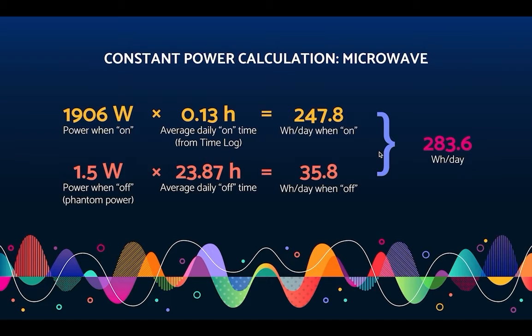Alright, so this is how I calculated the daily energy use of a constant power device, and for this example I used my microwave. I used my power meter to measure the power when the microwave was on, which was 1,906 watts, and also measured the phantom power when the microwave was off, which worked out to 1.5 watts. Then I multiplied the power on and power off by the times I got from my time log to get 247.8 watt hours per day when on and 35.8 watt hours per day when off. And then adding those two together gives the total daily electricity usage, which is 283.6 watt hours per day.